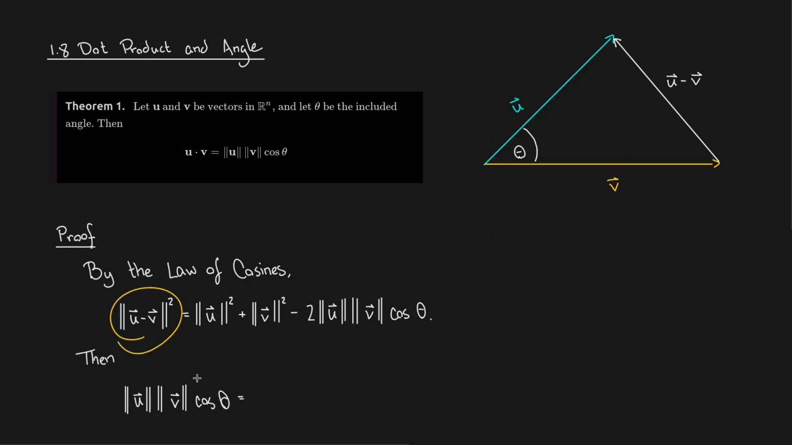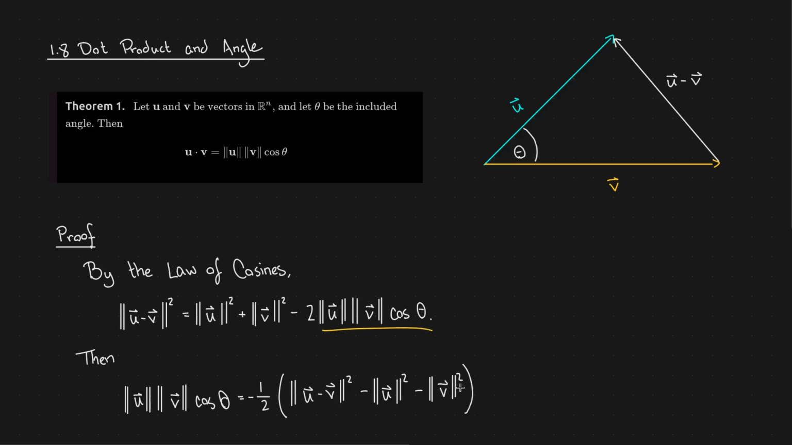So I take this, I subtract this over, I subtract this over, I divide by -2, and that's going to, well, let me show you. So I divide by -2. I already have norm of u minus v squared over there. I'm going to subtract over the norm of u squared. I subtract over the norm of v squared. Okay, and that isolates this term here.